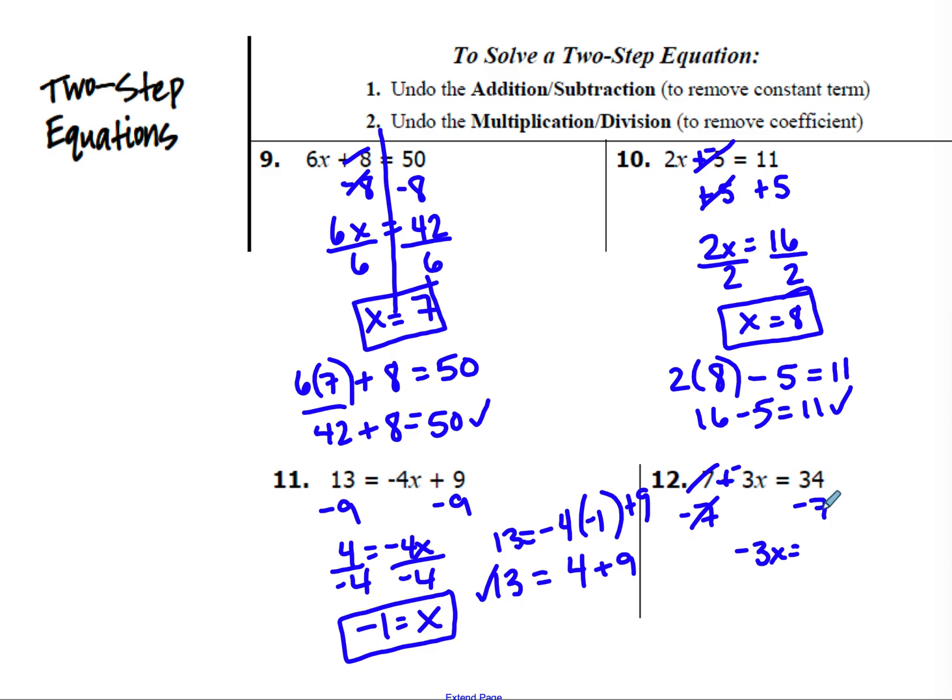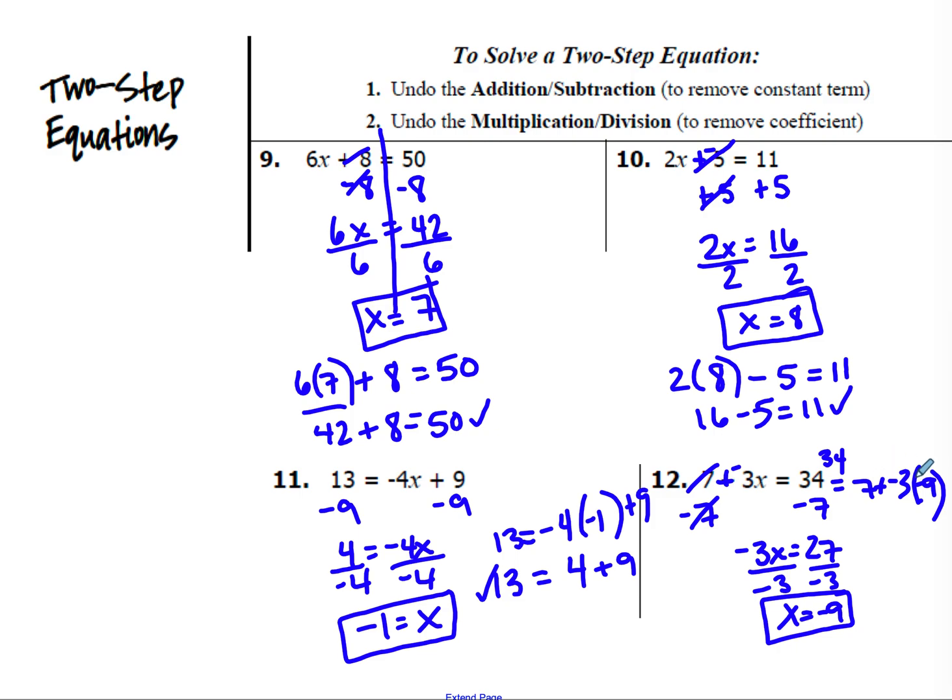34 minus 7 is going to give me 27. And now I need to divide by that negative 3. It's going to be x equals negative 9. Okay, and then I'm going to check it by putting it in: 7 plus negative 3 times negative 9 equals 34.